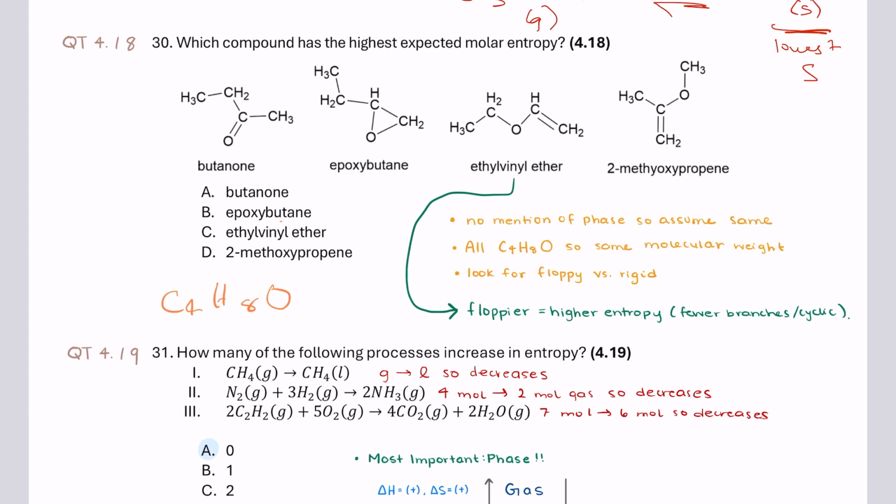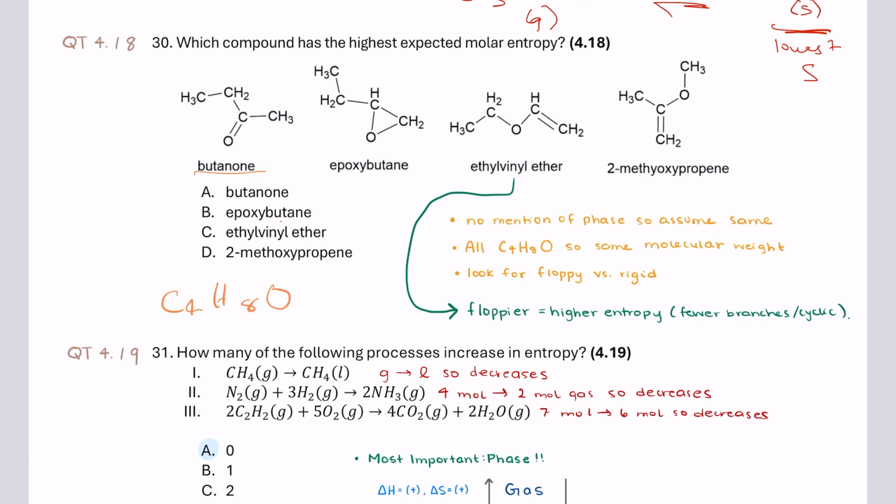More specifically, entropy increases with molecular motion and freedom of rotation. So we want to look for the quote-unquote floppiest structure, the one with the least amount of strain or rigidity. Molecules that are more linear or extended have more accessible rotational and vibrational states, which means higher entropy. On the other hand, structures with rings or double bonds in conjugation or branching are going to restrict motion, so they will generally have lower entropy.